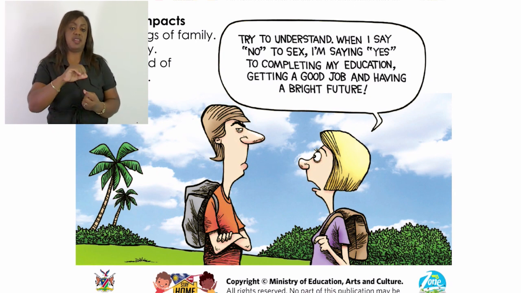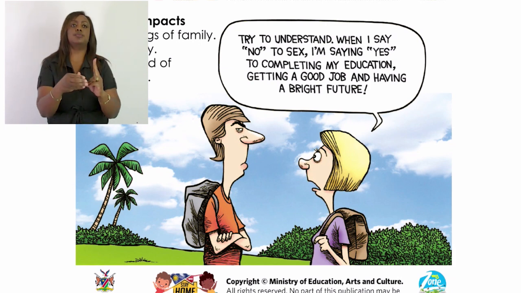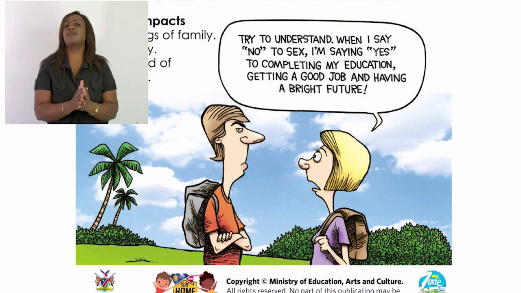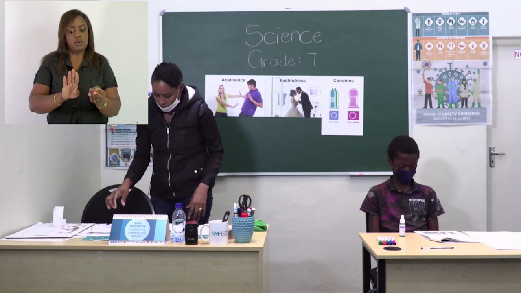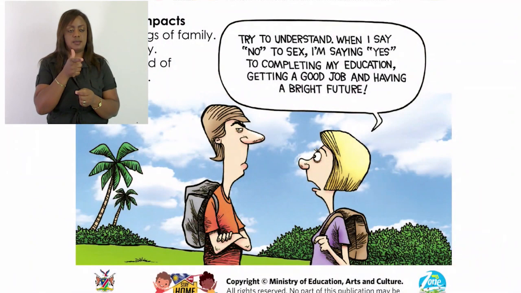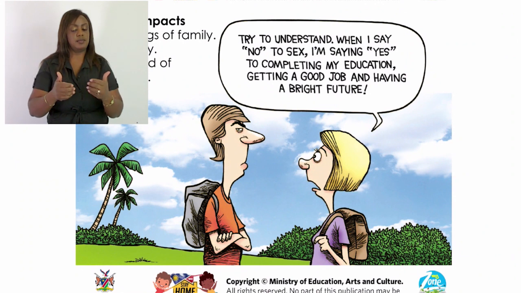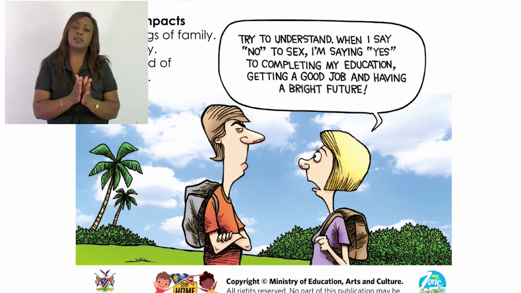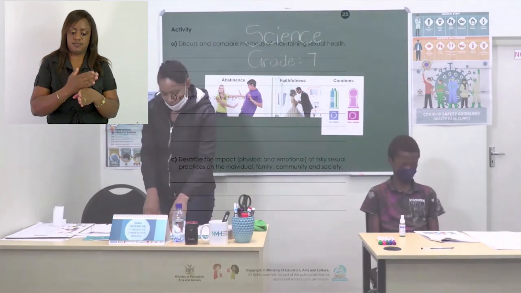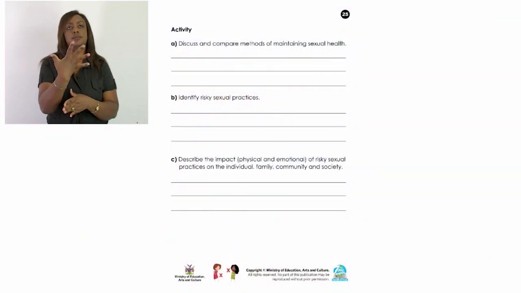Okay? So now that's our lesson on different kinds of methods of maintaining sexual health, risky sexual practices, and the physical and emotional impacts. Okay, so you should be able to do this activity on page 25. Quickly go to page 25 so that we can look at this activity.